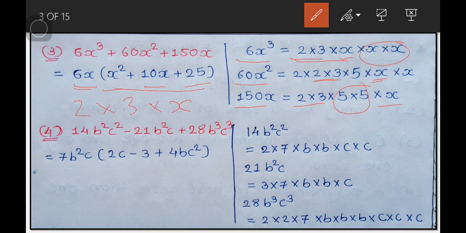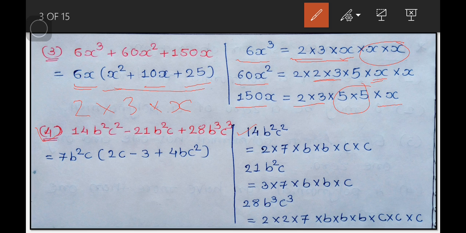Now example number 4: 14 b square c square minus 21 b square c plus 28 b cube c cube. Now as we did in the previous example, we also do it here. Now we factor the first term, 14 b square c square, as 2 into 7 into b into b into c into c.